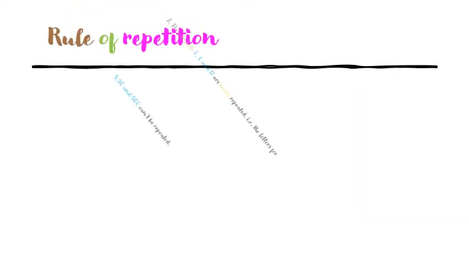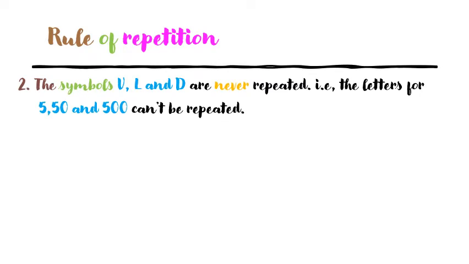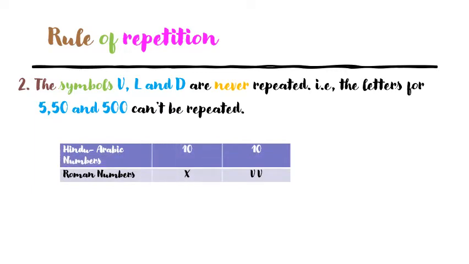Under the second rule of repetition, the symbols V, L and D are never repeated. That is, the letters for 5, 50 and 500 can't be repeated. Children, it means that letter V cannot be written 2 times or 3 times. L cannot be written 2 times or 3 times. And also D cannot be written 2 times or 3 times. Here 10 is represented by X, but if we represent 10 by writing 2 times V, it will be wrong because the rule does not allow to repeat letter V.